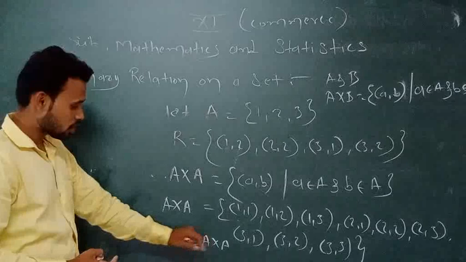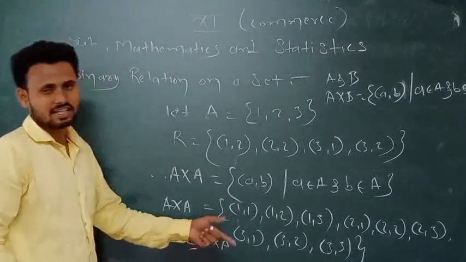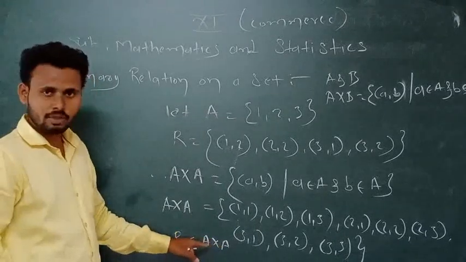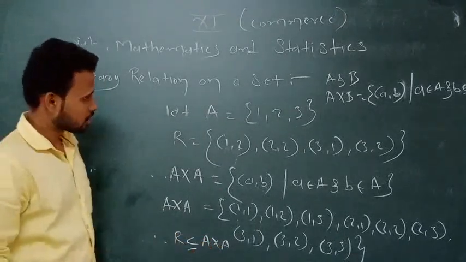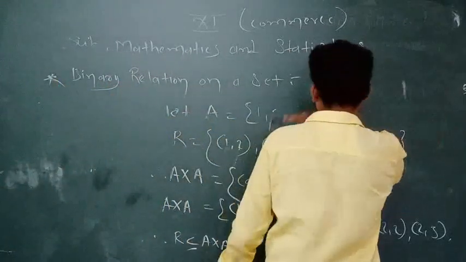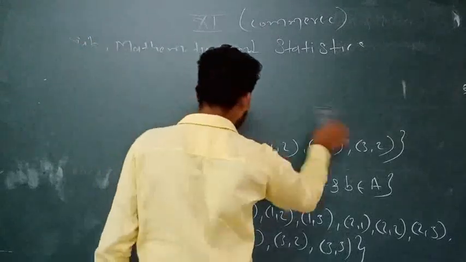Therefore, R is a subset of A cross A. Therefore we see that R is a relation on A, because the two sets are the same. Therefore we say that R is a binary relation on a set A. Simple definition. Now the next point is the properties of relations.